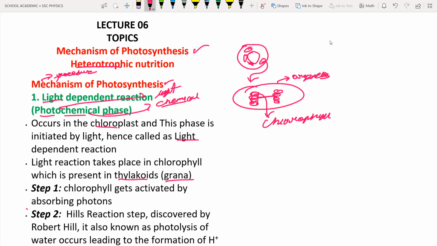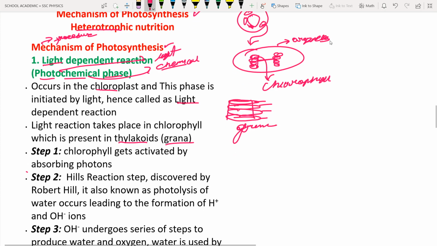First we will discuss thylakoids. Thylakoids are the stacking membranes. When these thylakoids are placed one above the other, looking like coins placed one above the other, such a structure is known as granum. Each individual thing is known as a thylakoid membrane, or you can call it a thylakoid. Fine. Now we will discuss the steps occurring in the light dependent reaction.